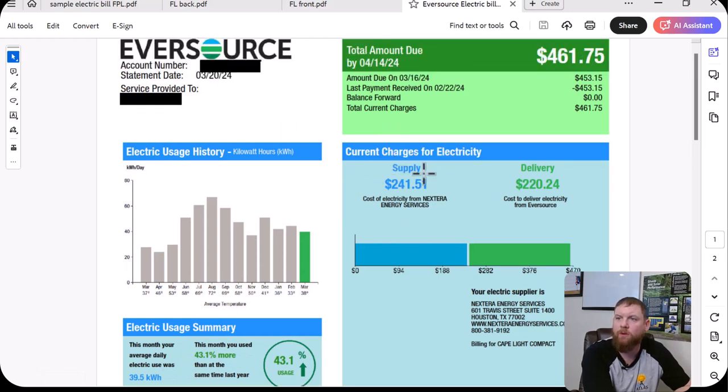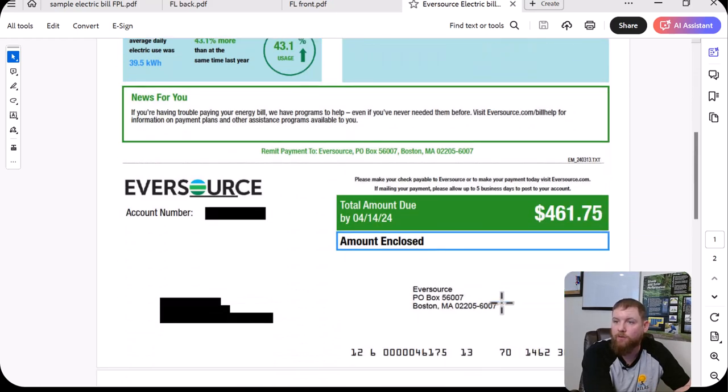In this electric bill, the total supply charge is $241 and the delivery charge is $220, which together is how they come up with this number here. And the electric supplier is based in Houston, Texas, and they're billing for Cape Light Compact. Again, this supply portion here is where the actual energy comes from.